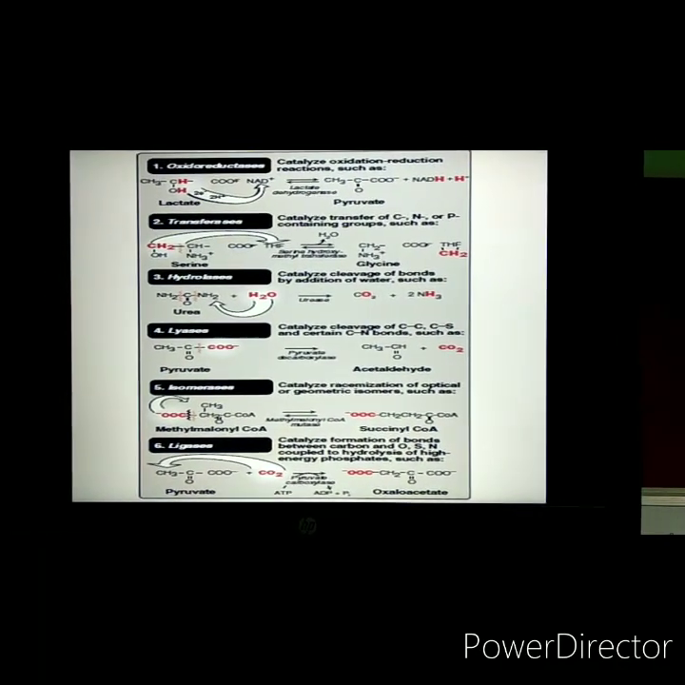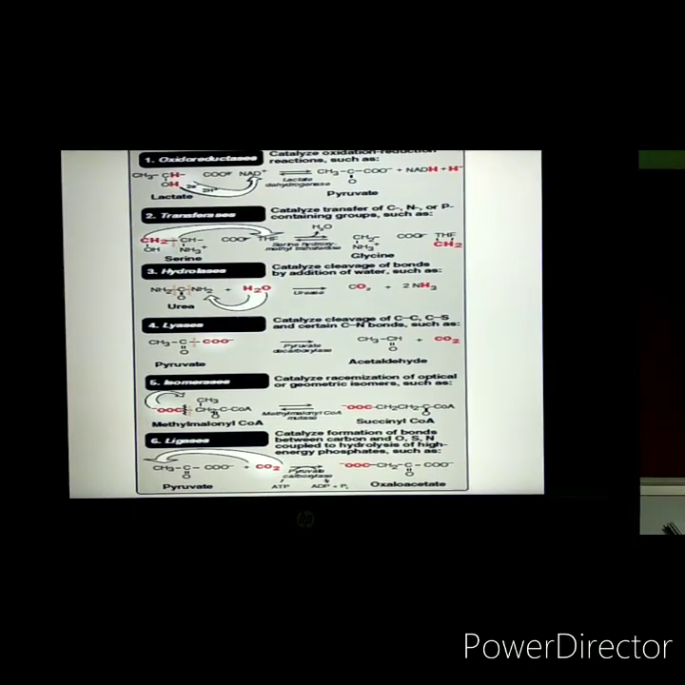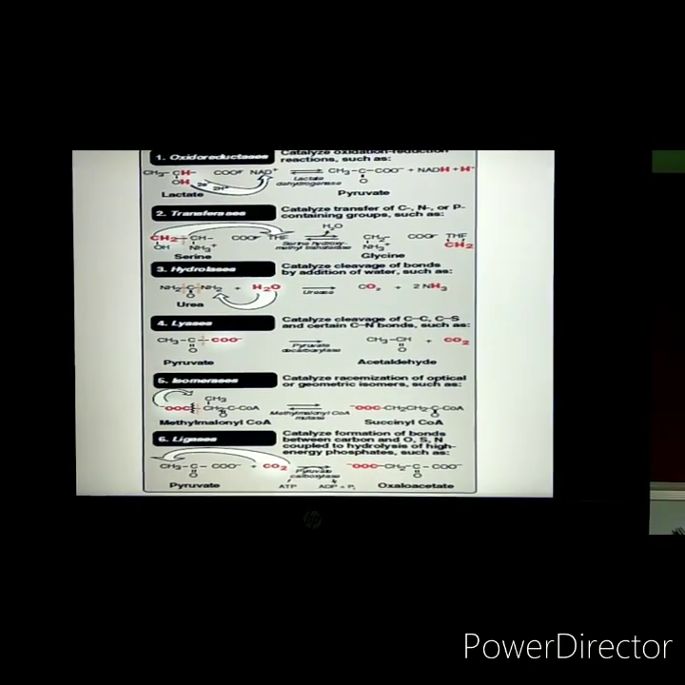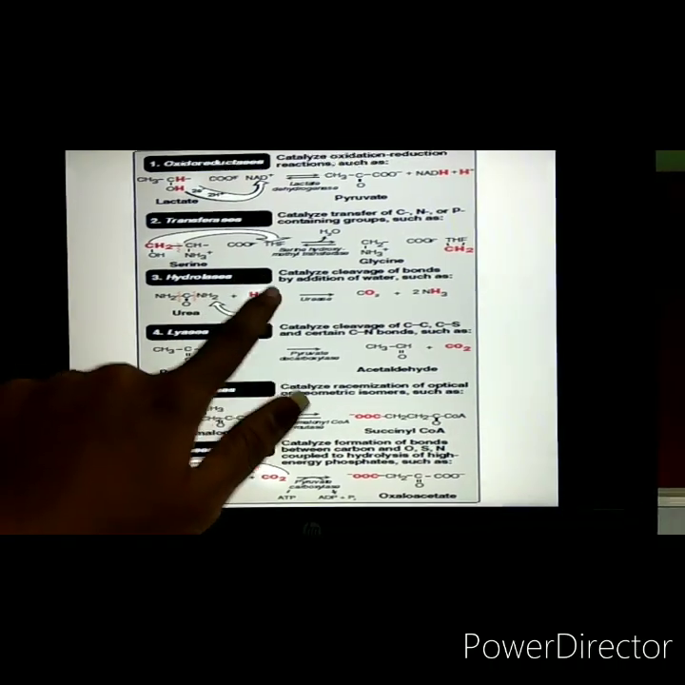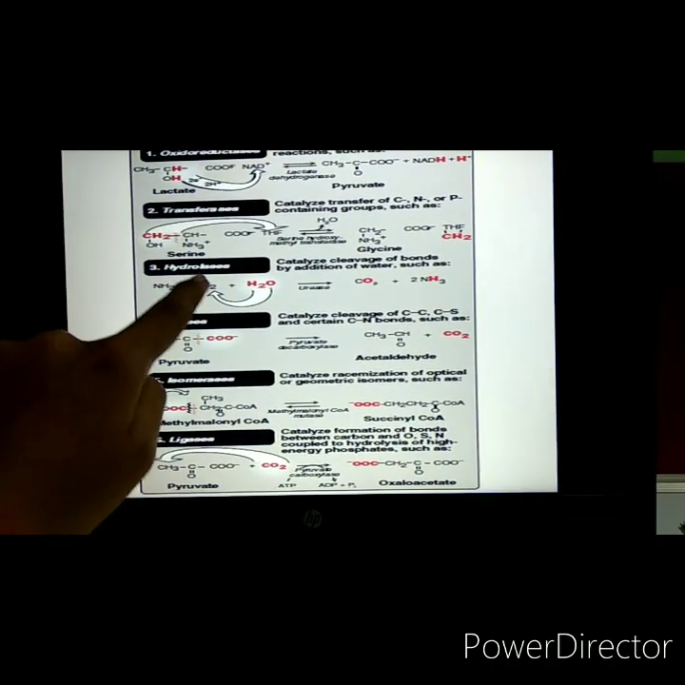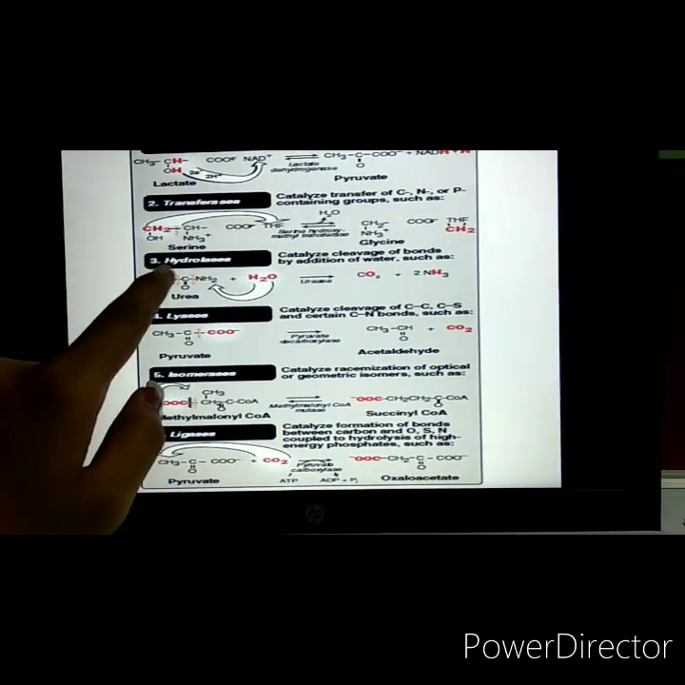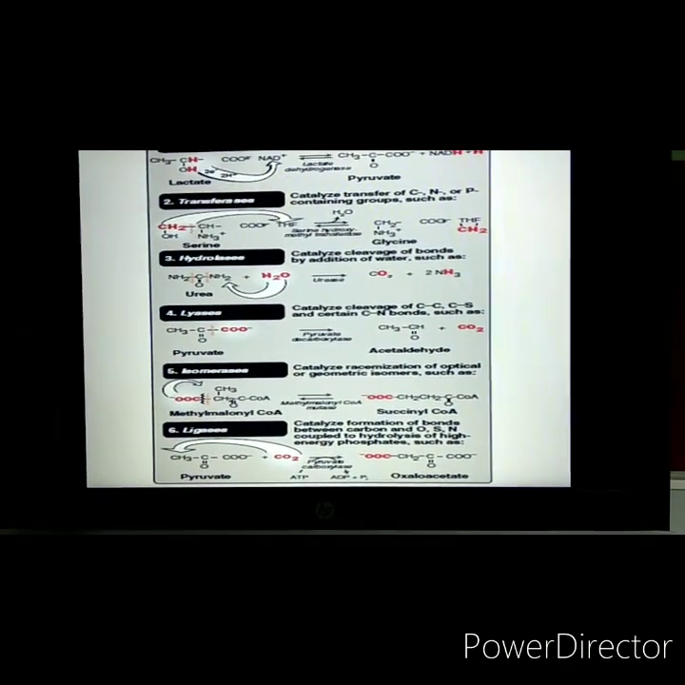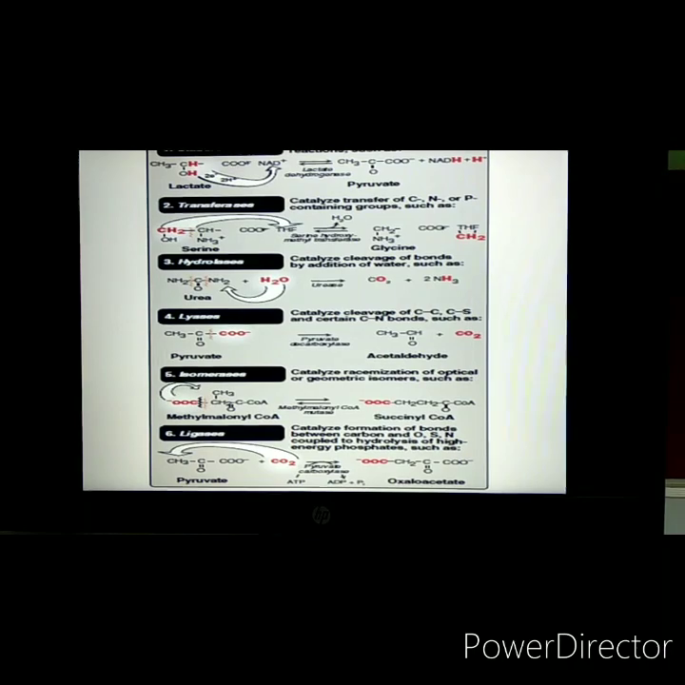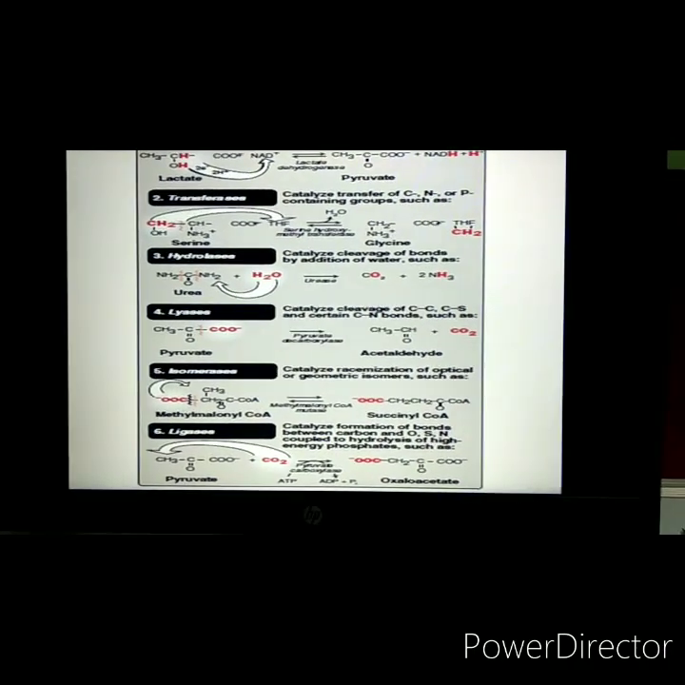Next class of enzyme is hydrolase. As the name indicates, hydrolysis is the addition of a water molecule and lysis of the urea molecule. Addition of a water molecule and breakdown or lysis of the urea molecule forms carbon dioxide and ammonia. So this is the class of hydrolase.